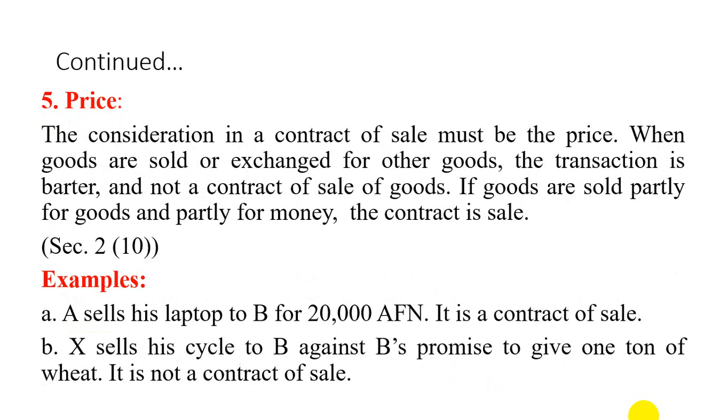The fifth essential is price, which is the most important, because whenever the seller is going to shift the ownership of the good to another person, in return he is going to receive a price in the form of cash. The consideration in a contract of sale must be price. Whenever you are forming any kind of contract, there should be consideration from two parties.